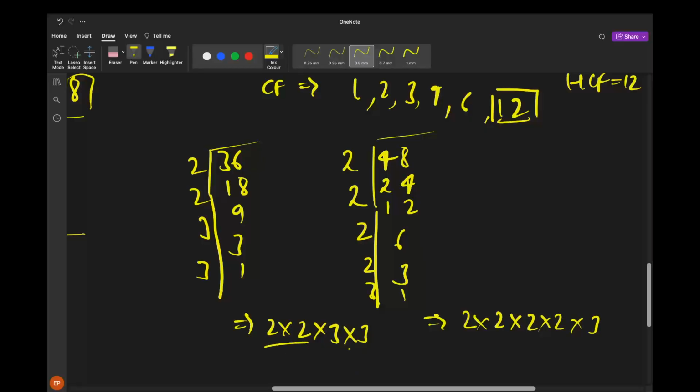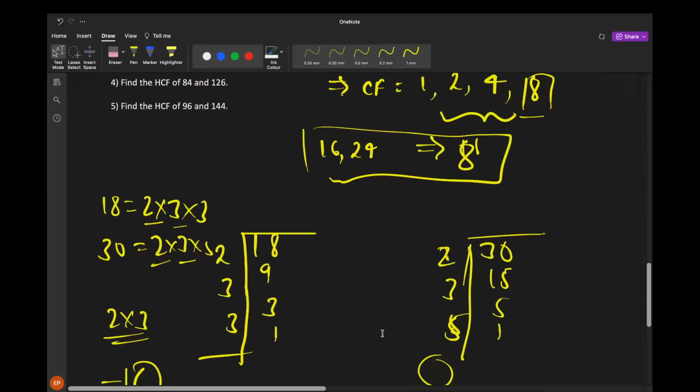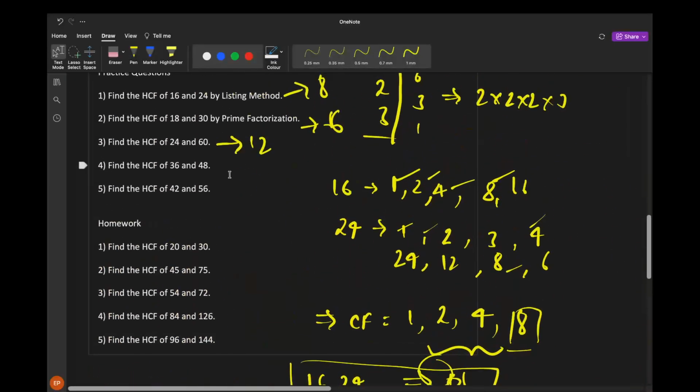What is common? 2 2s are common, 1 3 is common. So the answer is 2 into 2 into 3, which gives 12. So 12 is the answer. And we can do the same for 42 and 56.